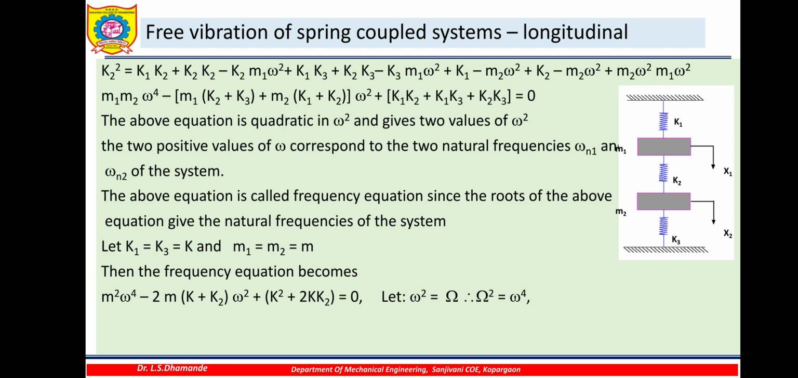Now to get the roots of this, I am going to assume that omega square is equal to sigma. So omega raised to 4 becomes sigma square. This is the substitution I make to get the roots. So now my modified equation becomes m square sigma square minus 2m (k plus k2) sigma plus k2 square plus 2k k2 is equal to 0.